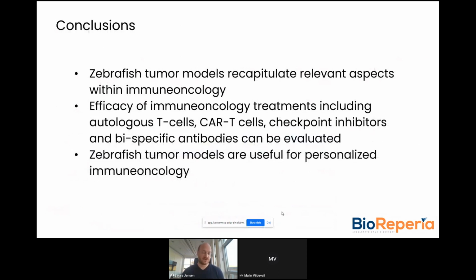So in conclusion, I hope that I have convinced you in this webinar that the ZTX models are really accurately recapitulating relevant aspects of immune oncology and can be used to study the efficacy of drugs in this space, including autologous T cells, CAR T cells, checkpoint inhibitors, and bispecific antibodies that bind T cells and tumor cells.